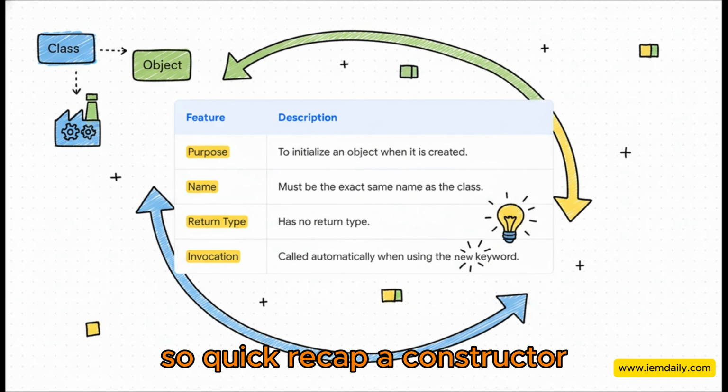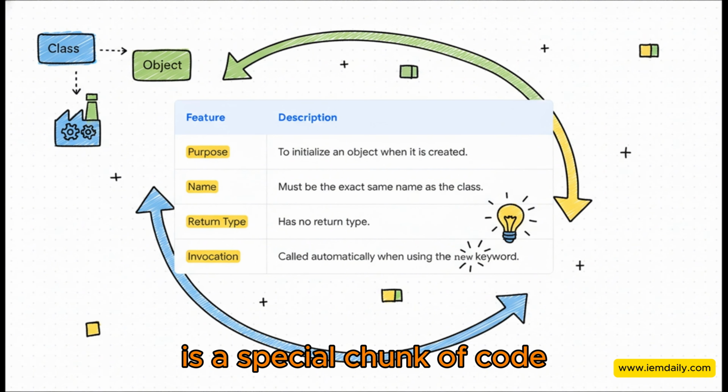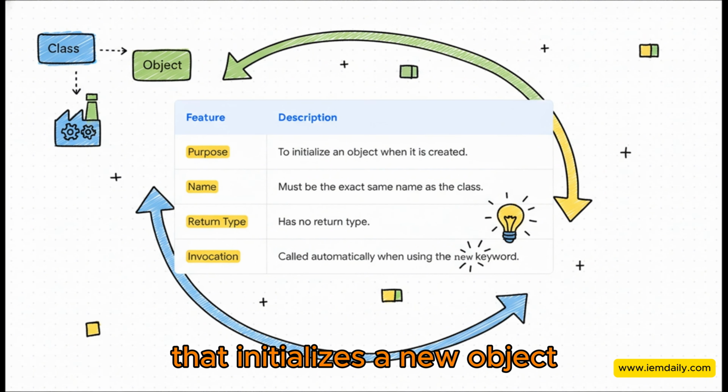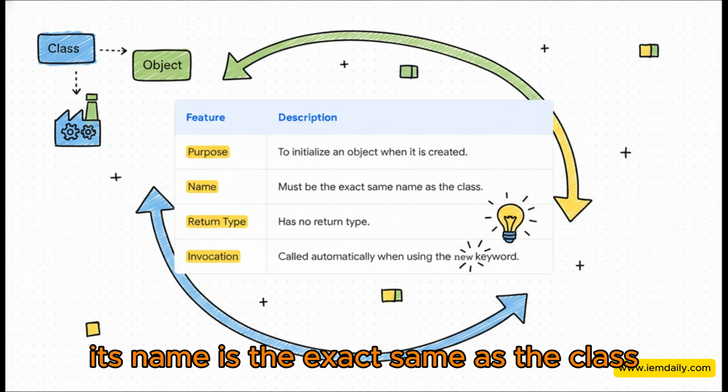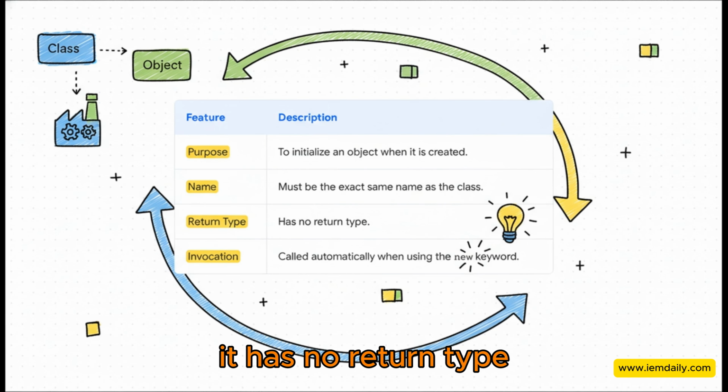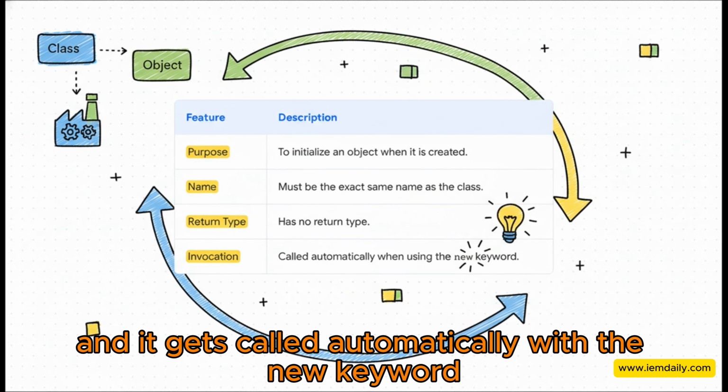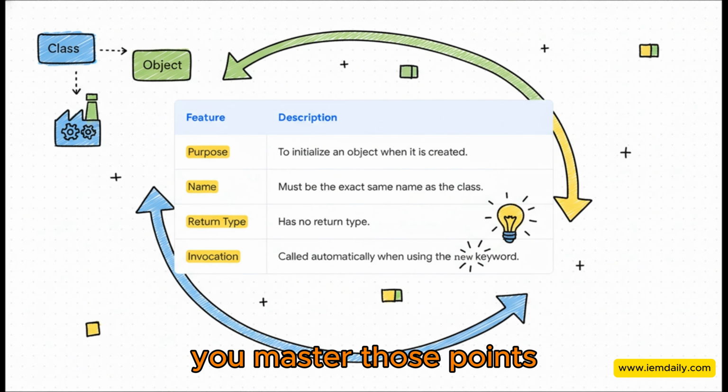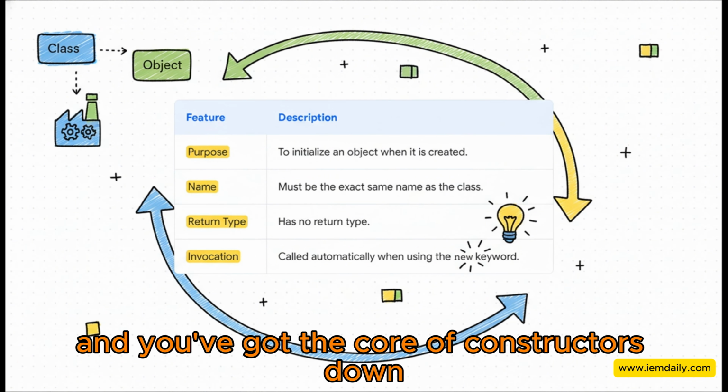So, quick recap. A constructor is a special chunk of code that initializes a new object. Remember the big rules. Its name is the exact same as the class. It has no return type, and it gets called automatically with the new keyword. You master those points, and you've got the core of constructors down.